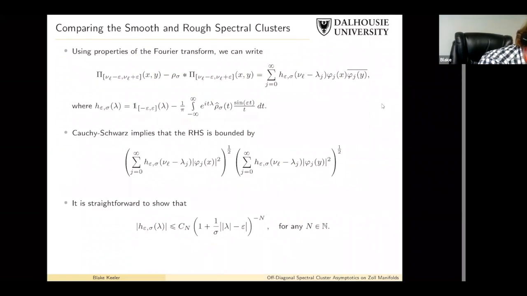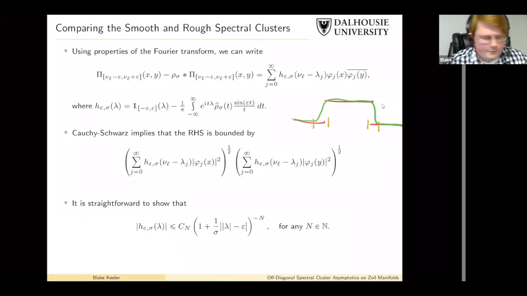So I'm essentially comparing a sharp cutoff like this to a smoothed out version that looks more or less like that. And so the difference between these is strongly localized to the edges of that interval, which is where lambda is roughly like epsilon. And there's this extra dependence on the parameter sigma that shows up. But broadly speaking, it is rapidly decreasing away from the boundaries of the interval. And this is going to be a very helpful property as we go forward.